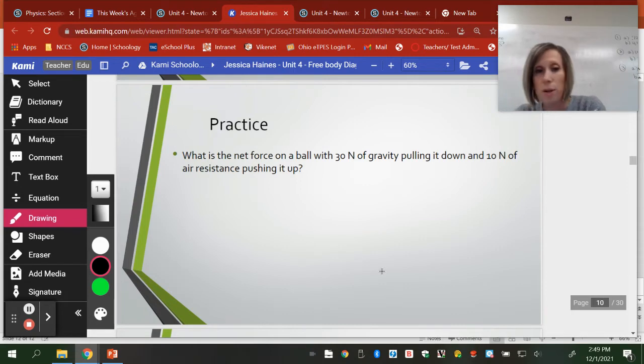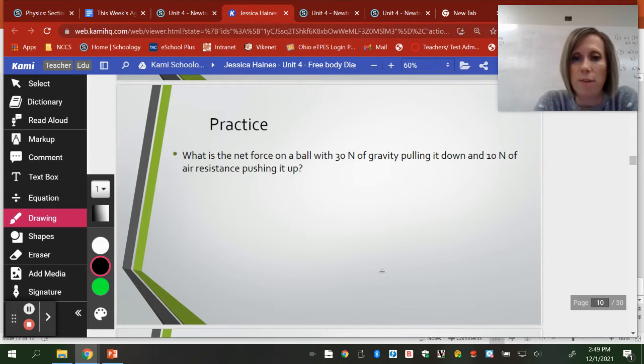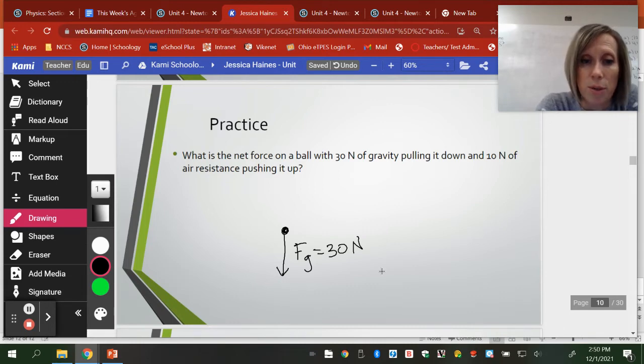All right, so let's bring some numbers into it. This is simple. What is the net force on a ball with 30 newtons of gravity pulling down? So again, we're always going to draw a free body diagram before we get into too much. Force of gravity is pulling downward, and that's 30 newtons. We'll put the numbers into our diagram. And 10 newtons of air resistance pushing up. Since my air resistance is less than my force of gravity, I'm going to draw it that way to help myself.